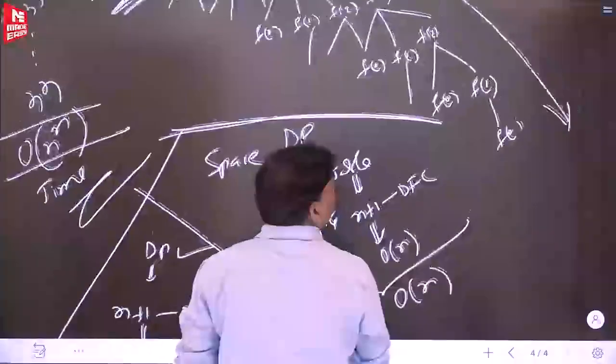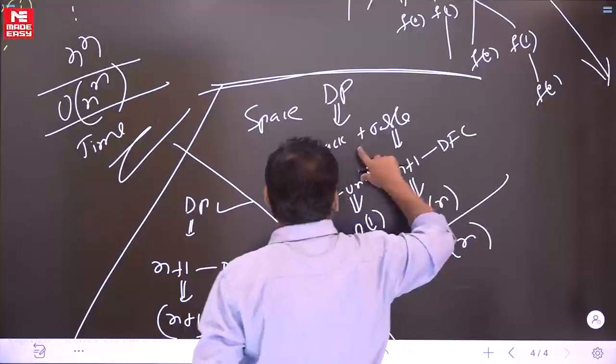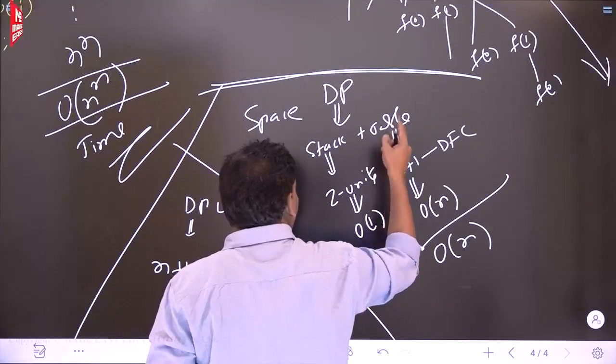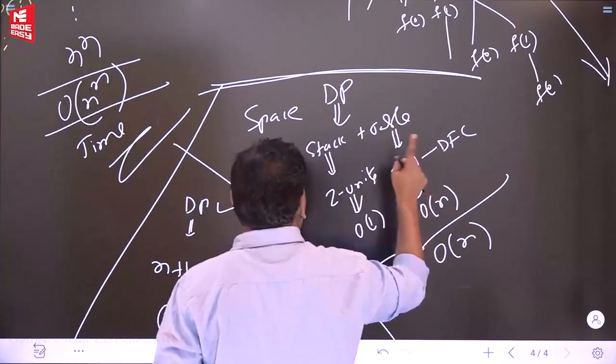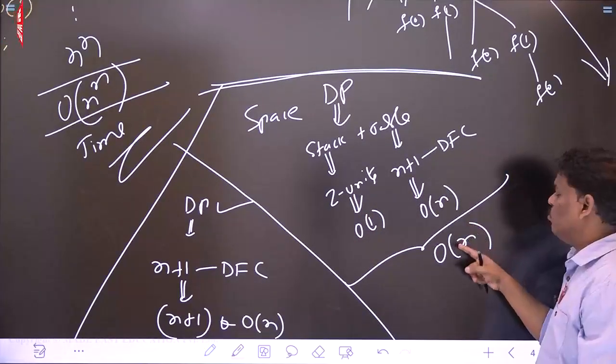But space, if you observe, previously space is only stack space. Now table also came, because of dynamic programming. If something is available, you don't do it again. With that condition, stack space becomes only 2 units, but table size is n, overall is n.